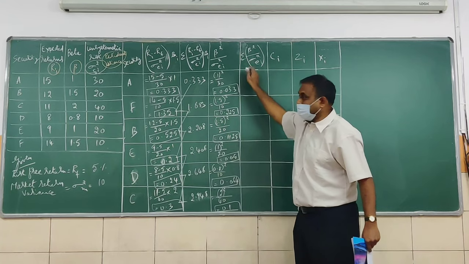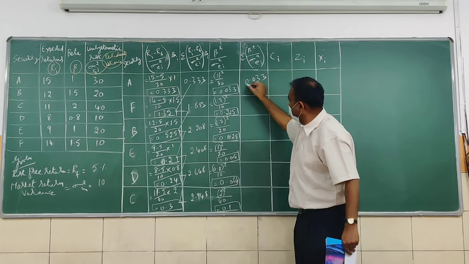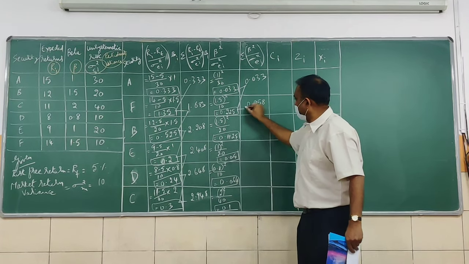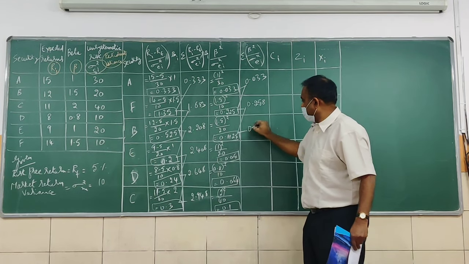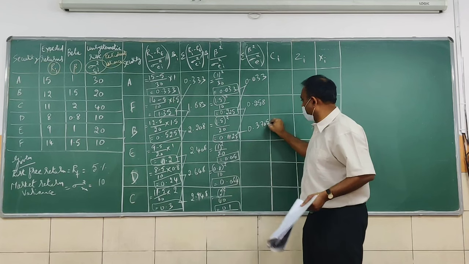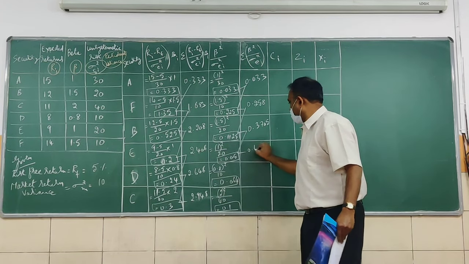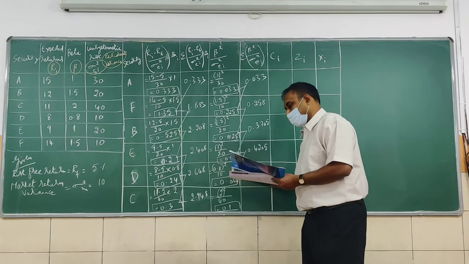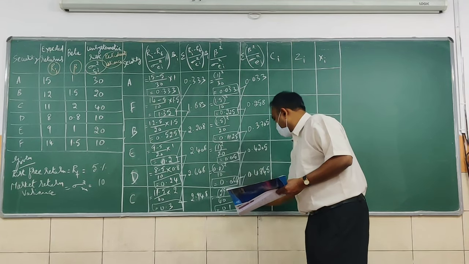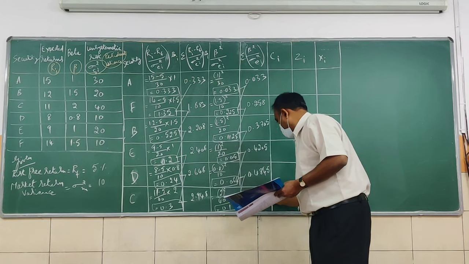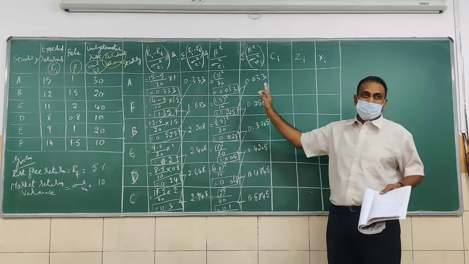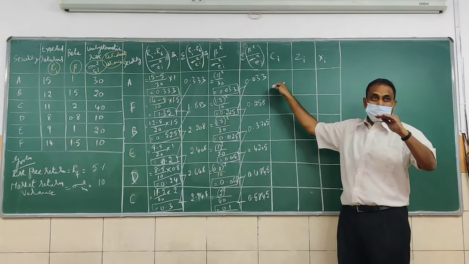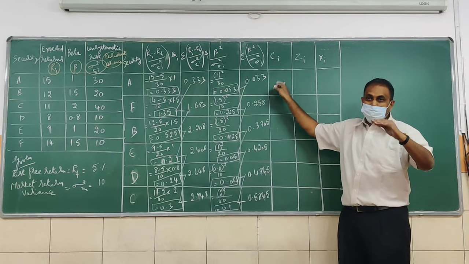Again we have to do the cumulative of this. So 0.033, okay, plus this 0.25, 0.5845. The first important work you have to do, then I will give the formula for cutoff point. Okay, do up to here.